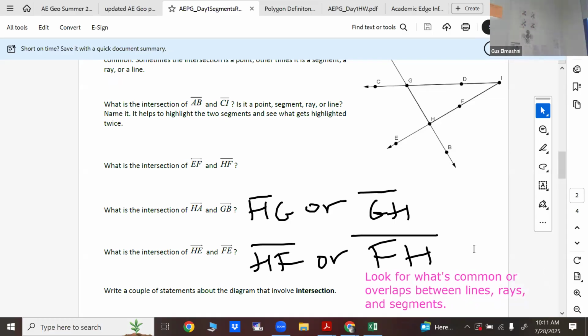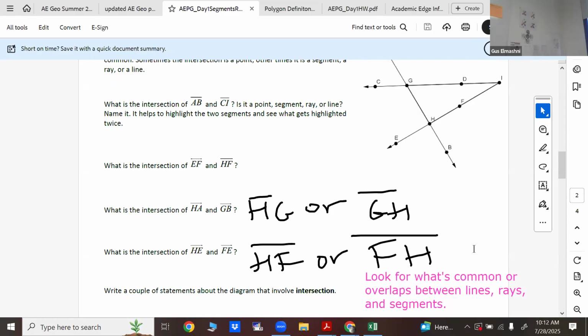So hopefully you said HG or GH for the first one. It's just going to be a segment that overlaps between ray HA and ray GB. And you could write it's HG or GH, it doesn't really matter for a segment, or line. It's a ray where it does matter.